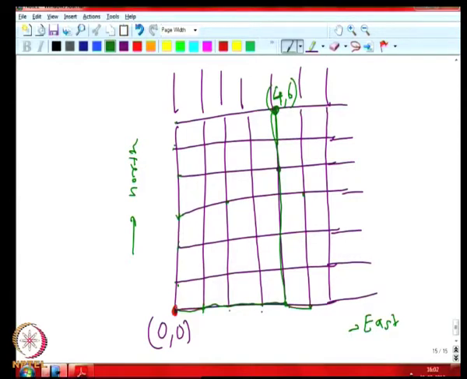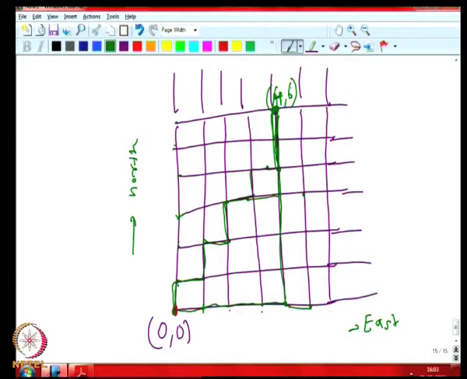Or I could have taken a more zigzag path like this, and then gone upward, right. Or if I had just taken this path, and here I could have taken this, that is a different path. A path is different if it is not entirely the same path, then we say that two paths are different, right. So, the question is how many such paths I can take to reach from 0, 0 to 4, 6.